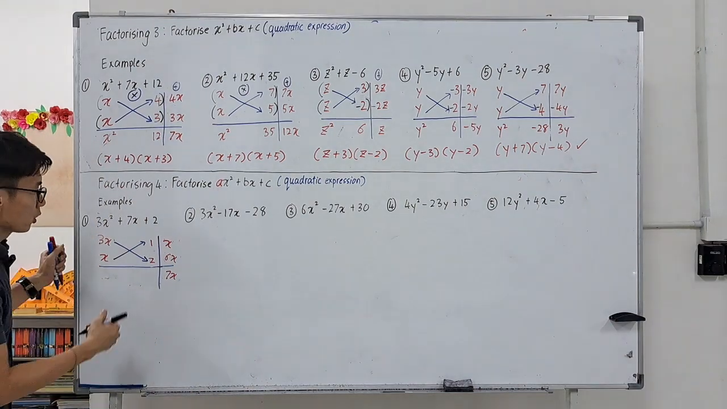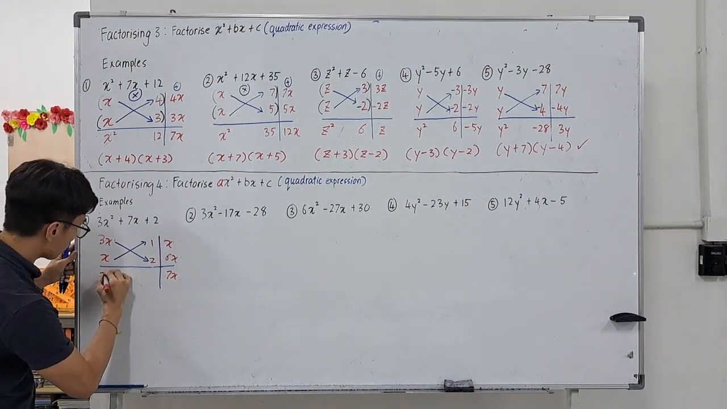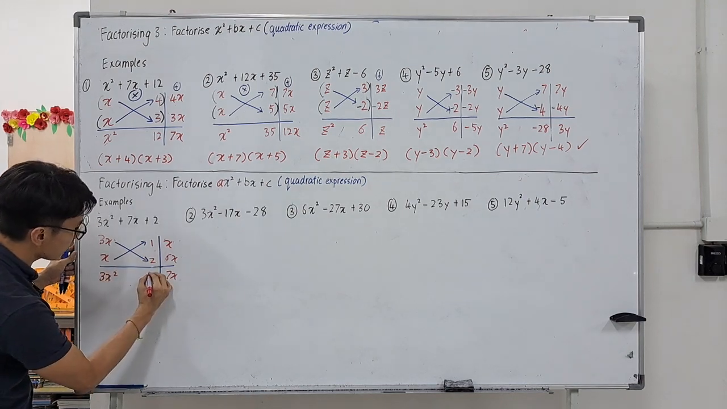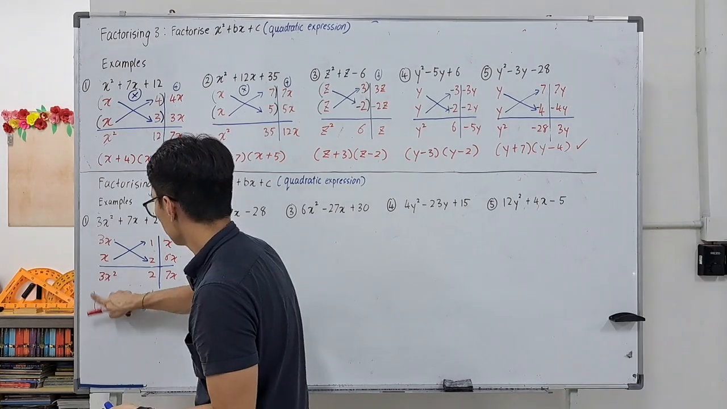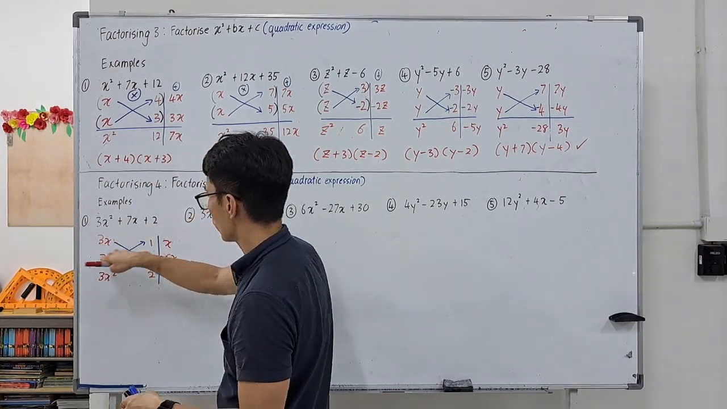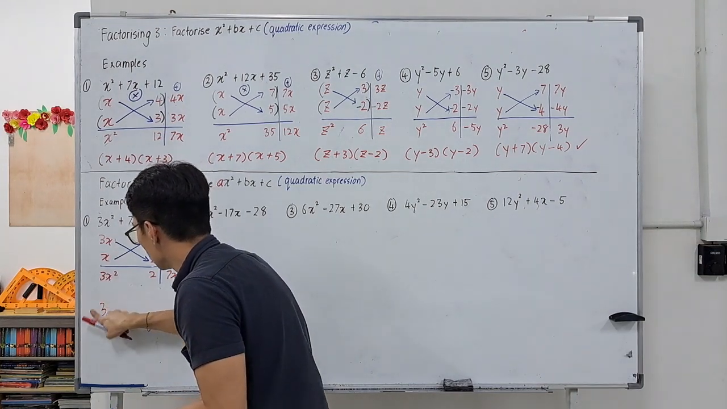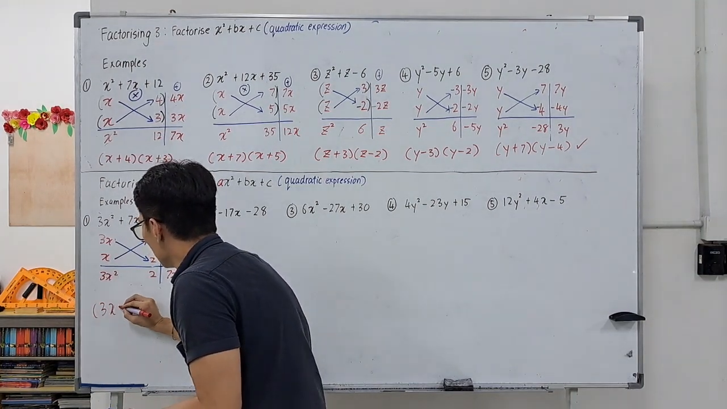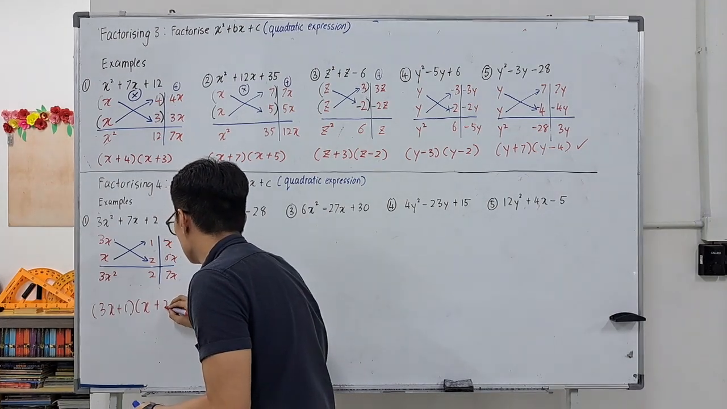All right, so what's going to happen over here? Let's just complete the table. So this is 3x squared and this is 2. And my final answer should look something like this. We will follow horizontally like what I showed you over here. So that's going to be 3x plus 1, and this one is going to be x plus 2.